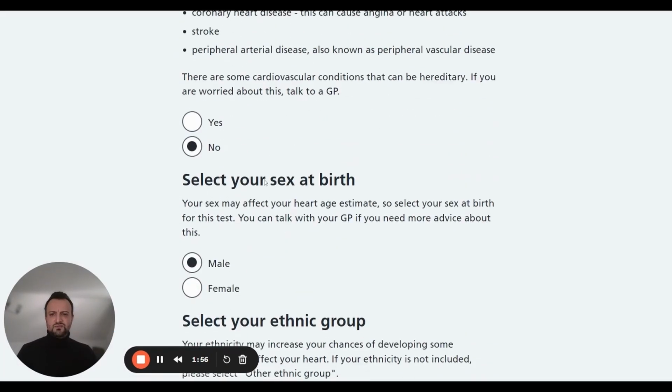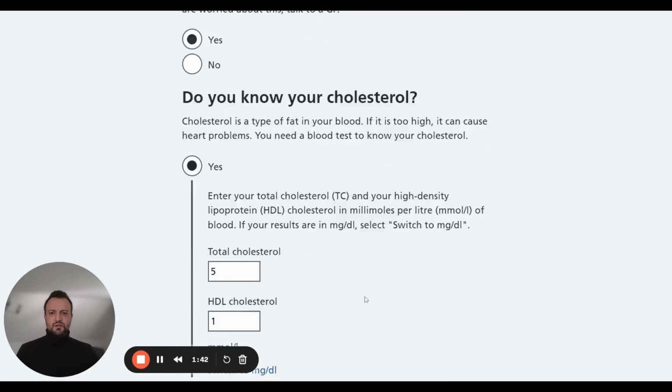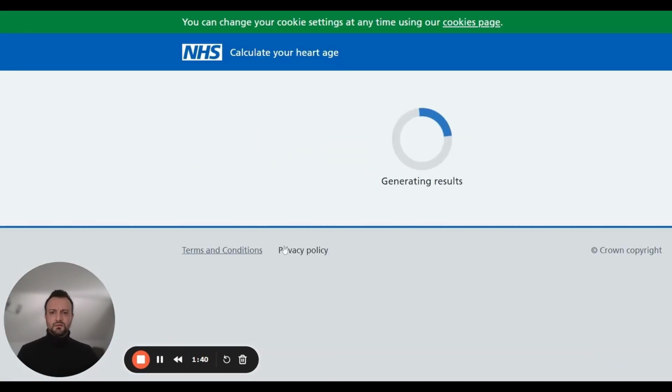There's a problem. Enter a real postcode. Okay, let me just do that again. Okay, let's try it again one more time. There we go.